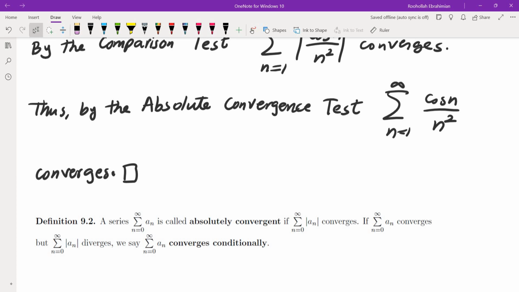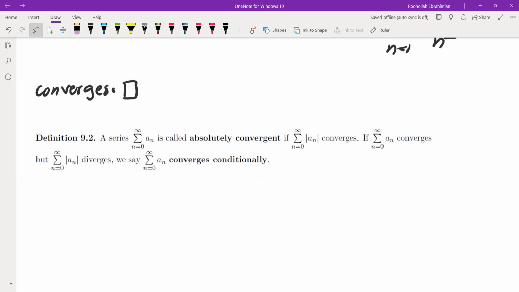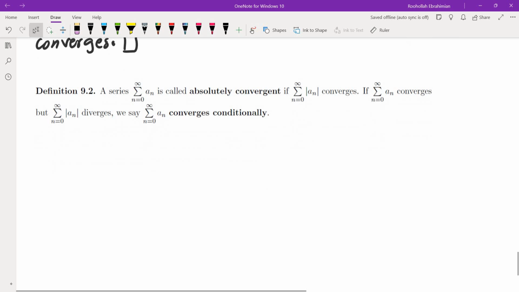Okay, so finally one definition, and then next time we'll talk more about tests for convergence for series. A series, a sum of a_n, is called absolutely convergent if the sum of the absolute value of a_n converges. If the sum of a_n converges, but the sum of the absolute value of a_n diverges, we say the series is conditionally convergent.